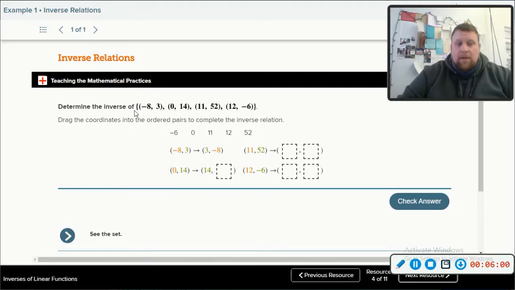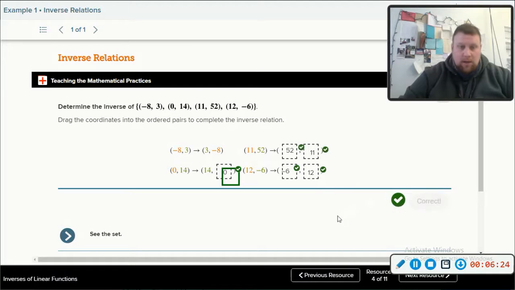Okay, and here we're just going to have a lot of practice. Determine the inverse of -8, 3. Okay. -8, 3 goes to 3, -8. 0, 14 goes to 14, 0. 11, 52 goes to 52, 11, right? And so on and so forth. 12, -6 goes to -6, 12. Let's check that. Oh, I didn't place it right.